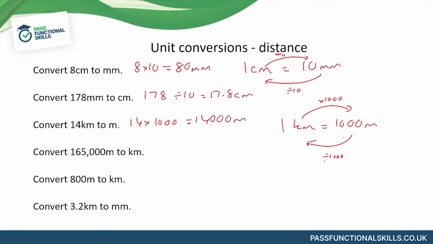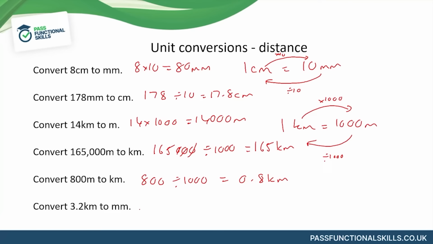165,000 metres to kilometres, here we are dividing by 1,000. 165,000 divided by 1,000, well 1,000 has 3 zeros, so we can simply just chop off 3 zeros, so that is 165 kilometres. 800 metres to kilometres, again metres to kilometres, we are dividing by 1,000, so 800 divided by 1,000, that is 0.8 kilometres.